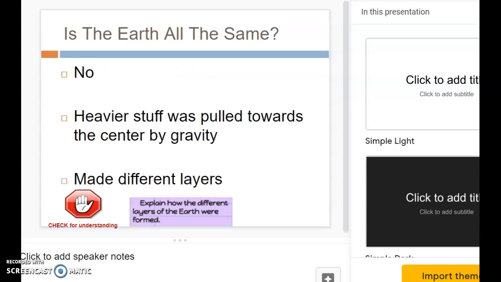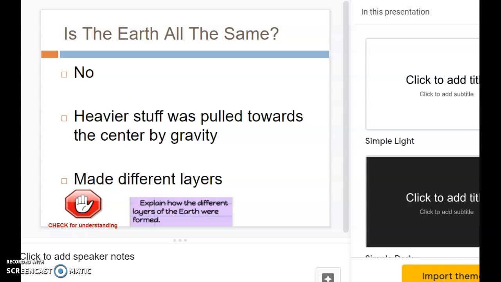So is the Earth all the same? It is not homogeneous. It is not all the same layer, all the same material. The heavier stuff is pulled towards the center by gravity. So it's pulled towards the center because it's heavier. It has more gravitational pull. So your nucleus, the core of the Earth, would have more gravity.